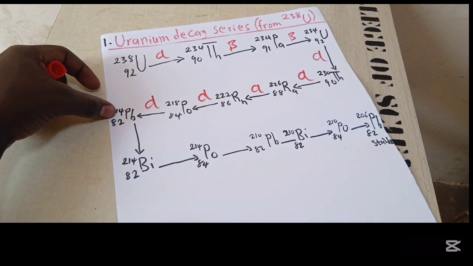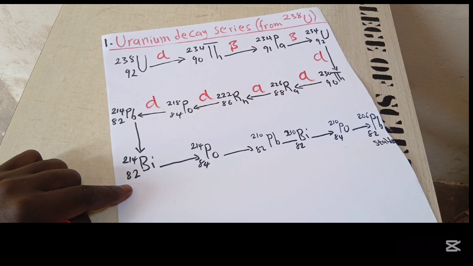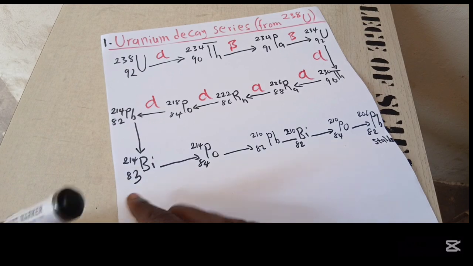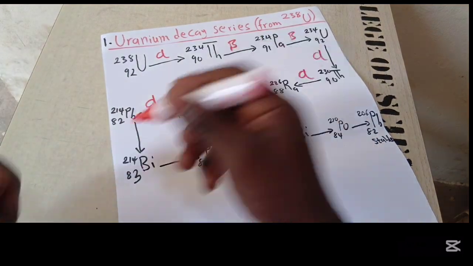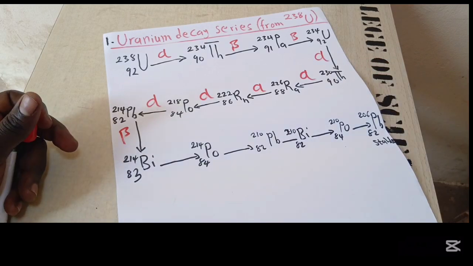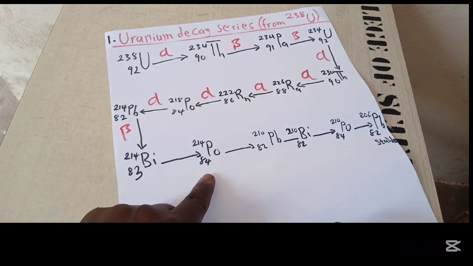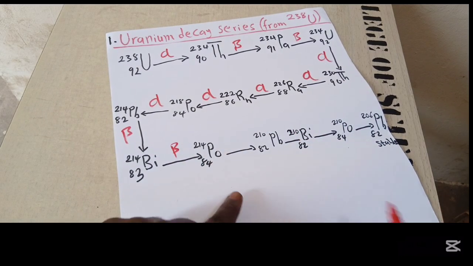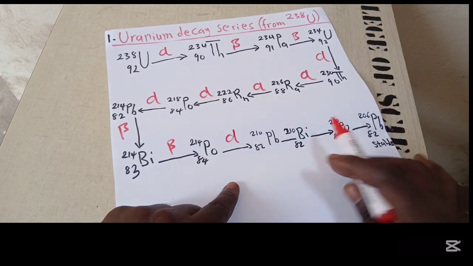So 214 to 214, an effect in what? This should be 83. So 214, 214, an effect in only proton number. So this is going to be beta. Now we have 214, 214, 83, 84, an effect in proton number. So this is also going to give us beta. So 214 to 210, this is alpha.